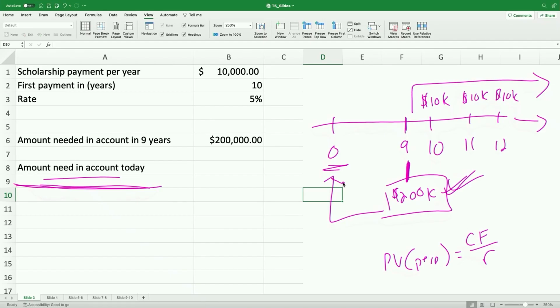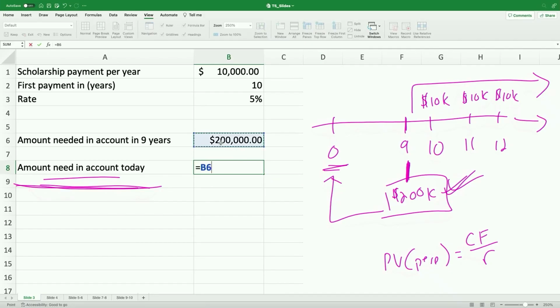Okay? And so that's the last step of the problem. We're going to take 200,000 and divide by 1 plus our discount rate to the power of 9. Not 10, 9. Why 9? Because 200,000 is how much we need in year 9. When we applied the perpetuity formula, that gave us a required value in year 9, because the perpetuity formula assumes the first cash flow happens 1 period from now. So how much do we need in the account today?